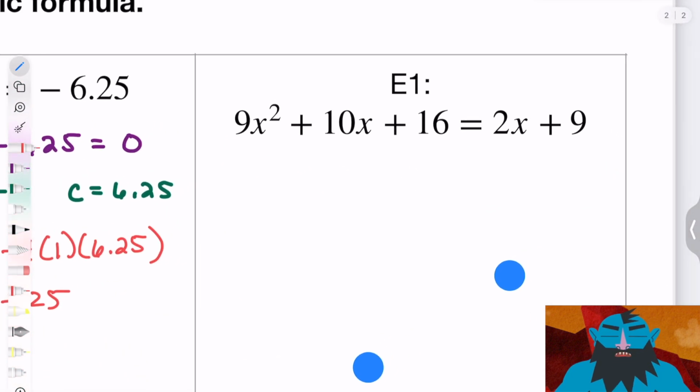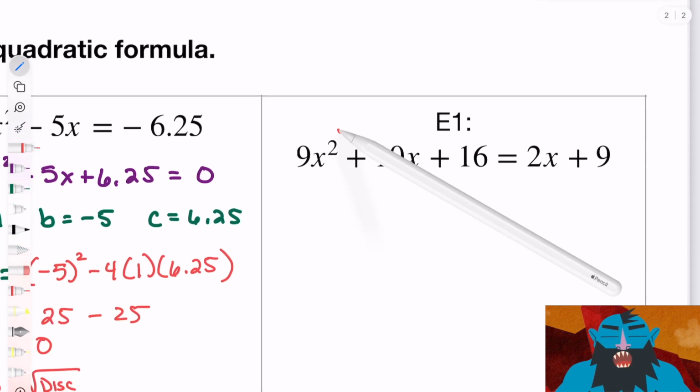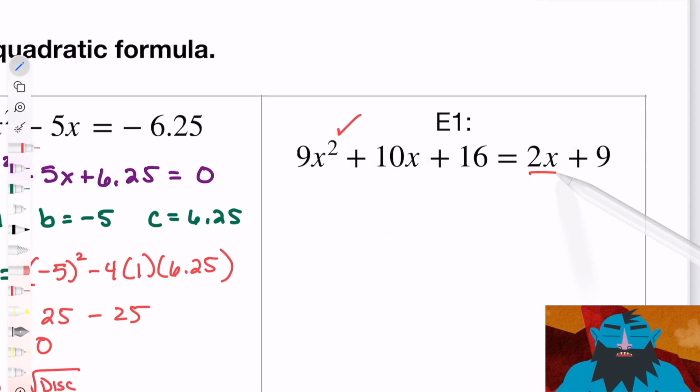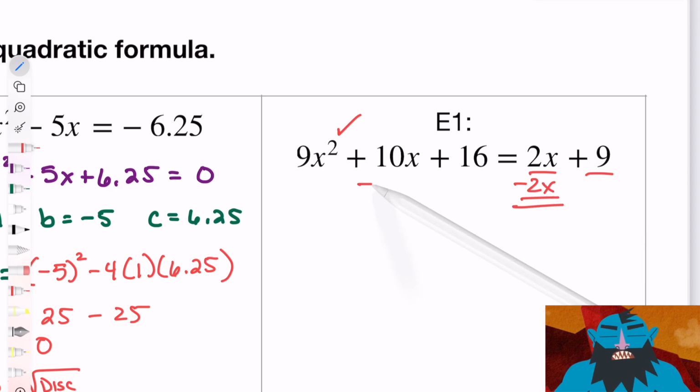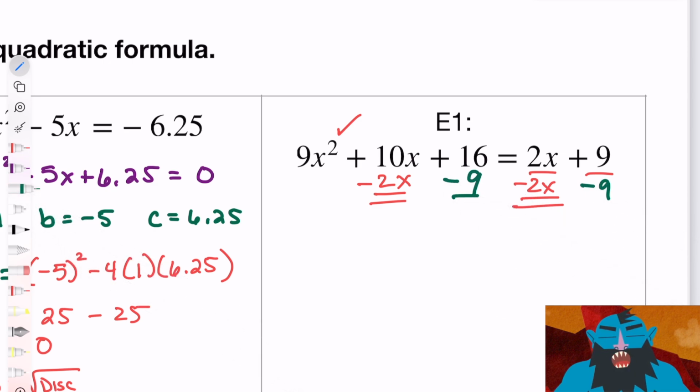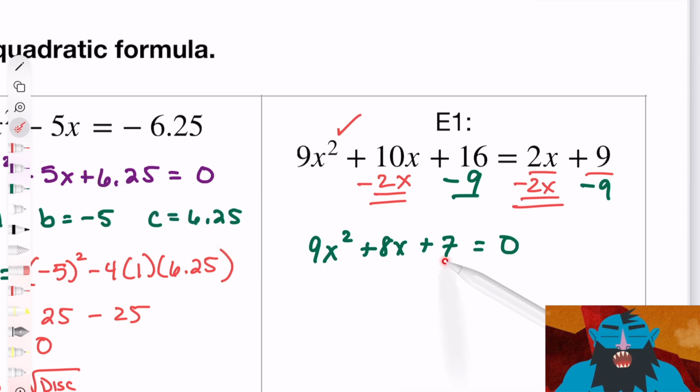There we are. Let's see here. Quadratic not equal to 0. So let's get rid of these things, right? Just subtract the 2x from its like term. Then we will subtract the 9 from its like term. So I've got 9x squared plus 8x plus 7 equals 0. Check to see if I can divide by anything. Nope, cannot. So I'm going to go right into a is 9, b is 8, and c is 7.